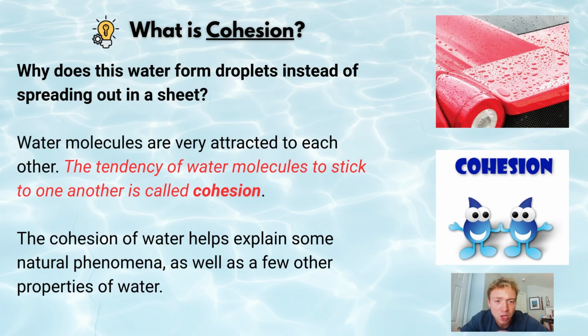Firstly, we'll talk about cohesion. Cohesion is the tendency of water molecules to stick to each other. It's when water and water come together, okay? And this is how we can explain the little droplets that form, for example, on the top of a car, like you can see in this picture. Cohesion is water and water connecting and coming together.